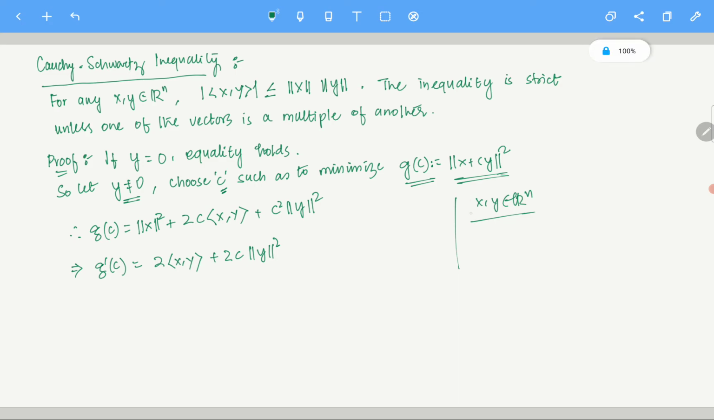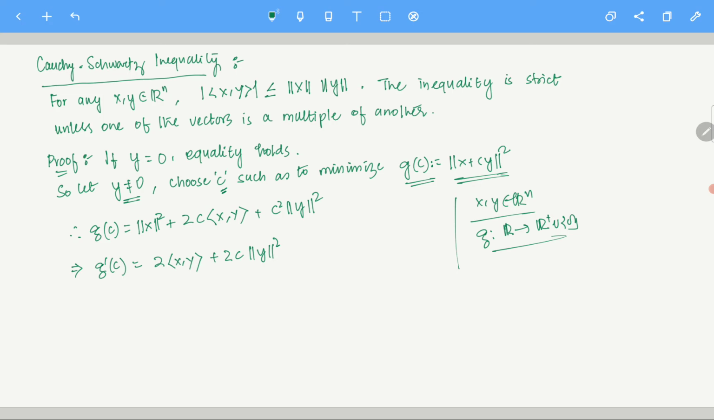So I'm defining a real valued function, which is given by g of c, which is norm of x plus cy square. Where is g defined? G is defined from R to R plus, of course union 0. Whenever I write R plus, it is the positive part, union 0. Here it is quite clear that it is differentiable. Now I want to minimize this g.